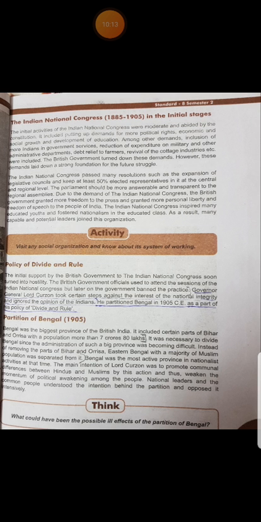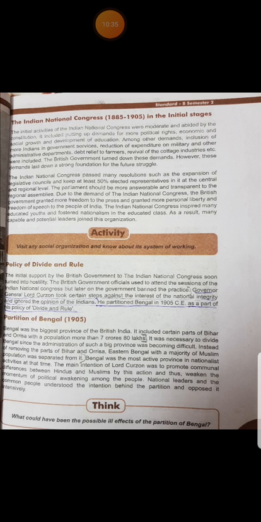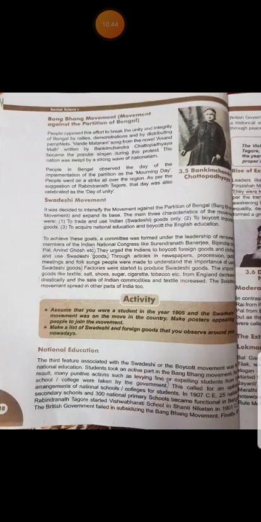Now the national leaders and the common people understood the intention behind this partition. So the leaders and the educated common people understood that Lord Curzon's intention was bad, and they opposed it intensively. They opposed it in a very strong way. Oppose means they protested. Now turn to page number 18.